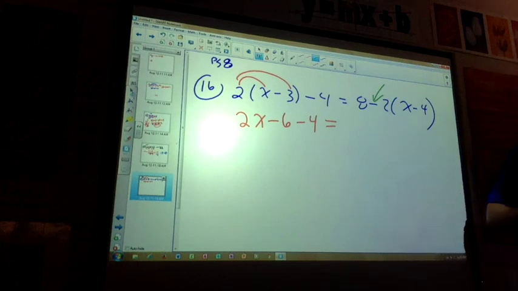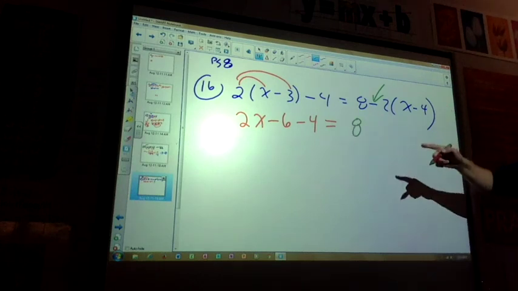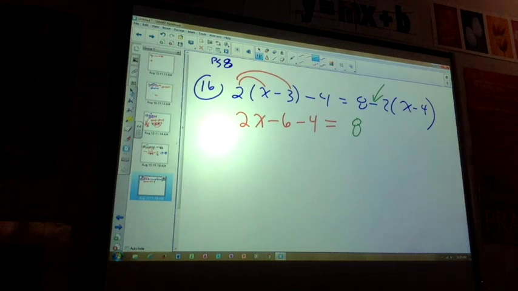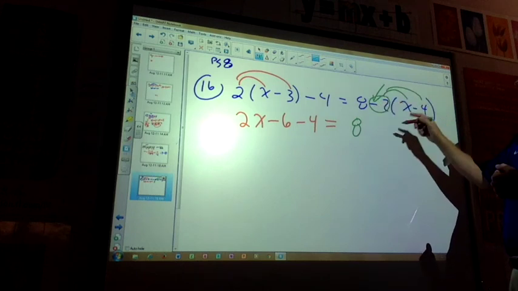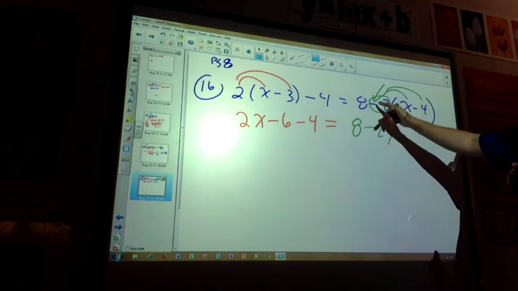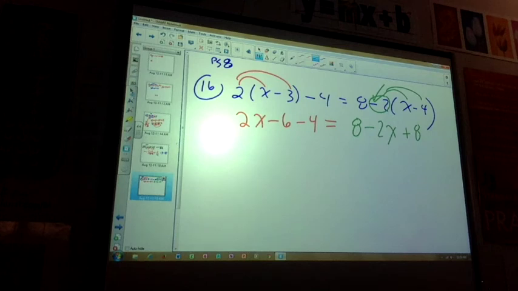That's going to be where so many errors take place. 8 comes along for the ride. What am I distributing over those parentheses? Negative 2. So this negative 2, this whole thing has to come along for the ride. So negative 2 times x is negative 2x. And then negative 2 times negative 4 is positive 8. Did I find your error? Okay. Does that make sense?